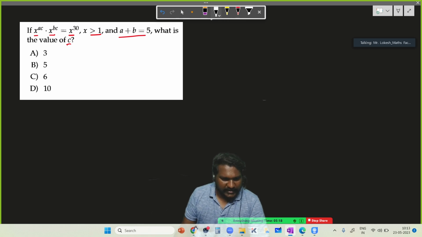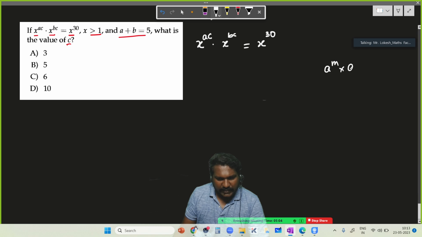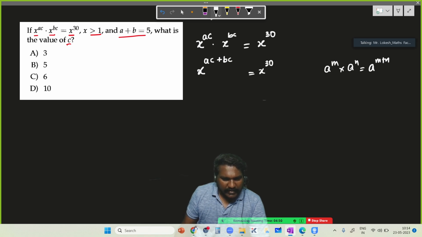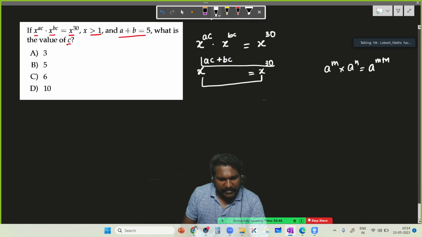So let me write the question here. X power AC times x power BC is equal to x power 30, and it is of the form a power m into a power n. So a power m times a power n can be written as a power m plus n. So x power AC times x power BC can be written as x power AC plus BC is equal to x power 30. Now, since bases are equal, then powers must be equal. So AC plus BC is equal to 30.